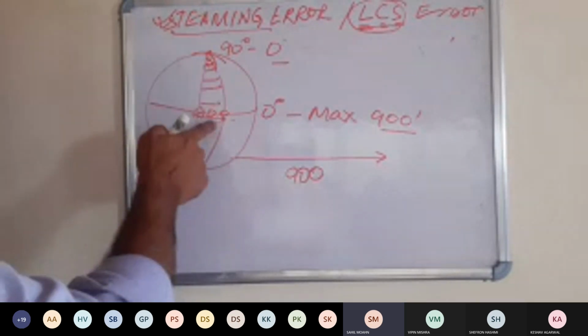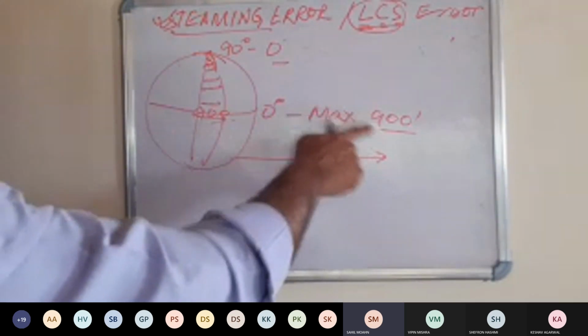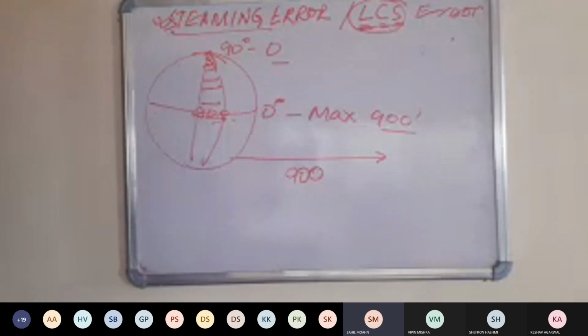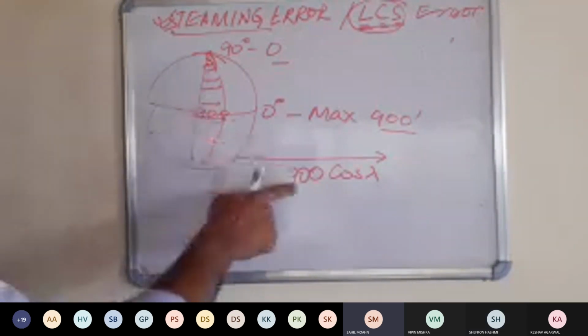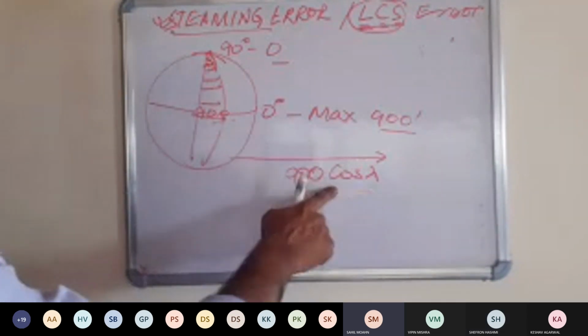So by what function is it changing? At 0 degree maximum, at 90 degree 0. Which trigonometric function is giving you this? Cos. Very good. This is cos latitude. Where it is here, you will get 900. Cos 0 is equal to 1.